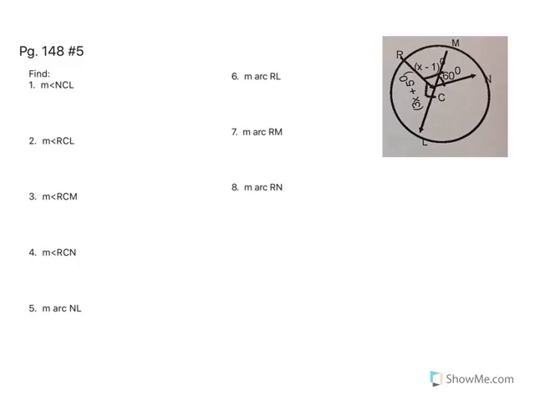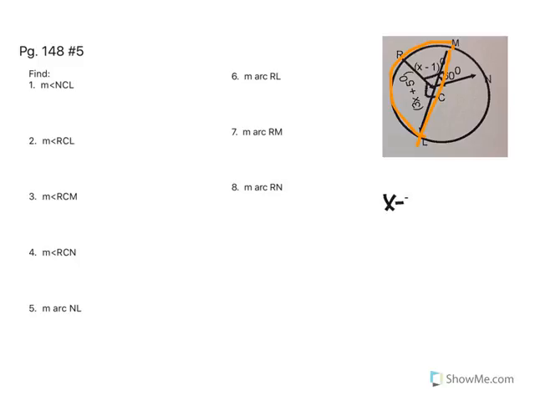Another example. It just says find and then a bunch of different angles. When I get a question like this, I always find that it's easier to take the info I have, figure out the measure of all the angles, and then go through and answer all my questions, right? So let's see. I have diameter ML. This is a diameter, so I know that everything in this half of the circle is a semicircle, and that equals 180 degrees. So let's solve for x real quick over there, okay?